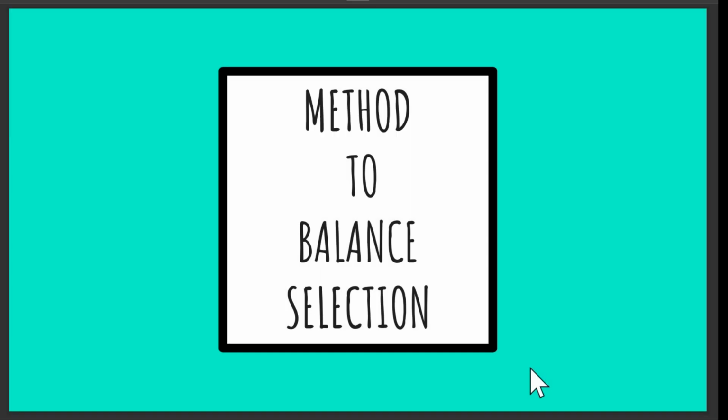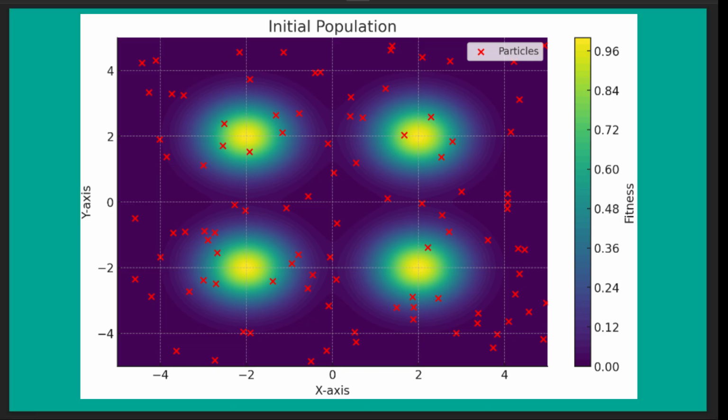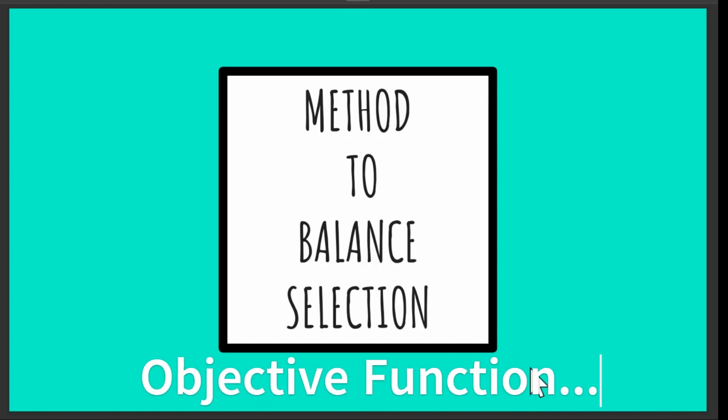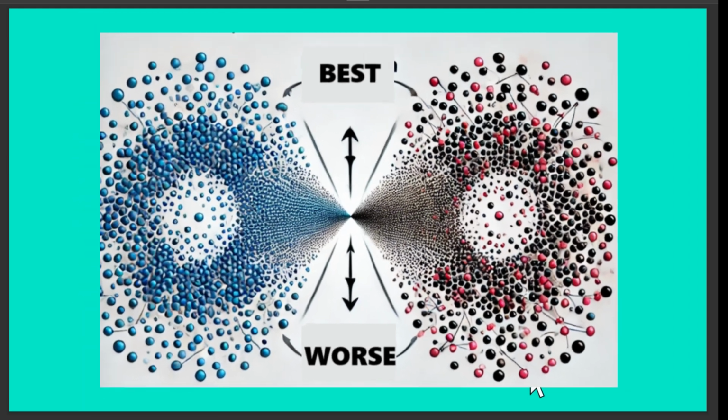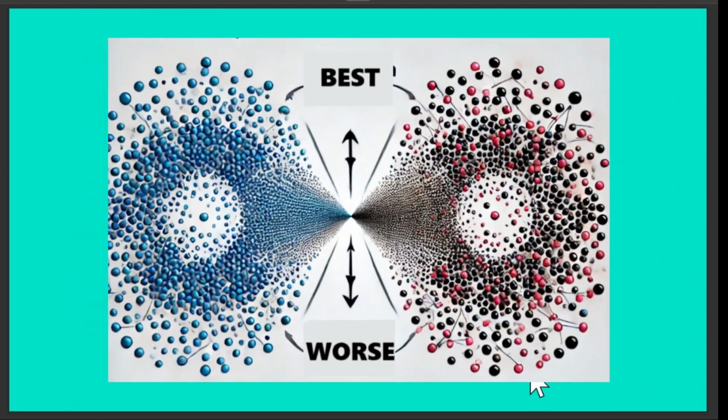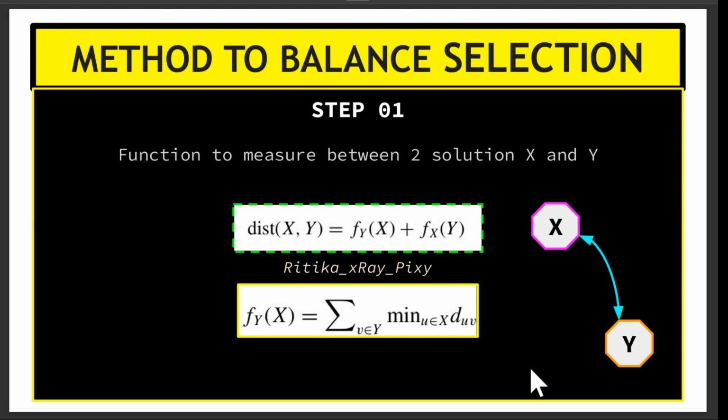So now we will discuss different methods that are used to balance selection between solutions. Now we will discuss methods to balance selection between solutions that are fit according to an objective function, and those that contribute to diversity in population-based optimization algorithms. First we have the distance function.